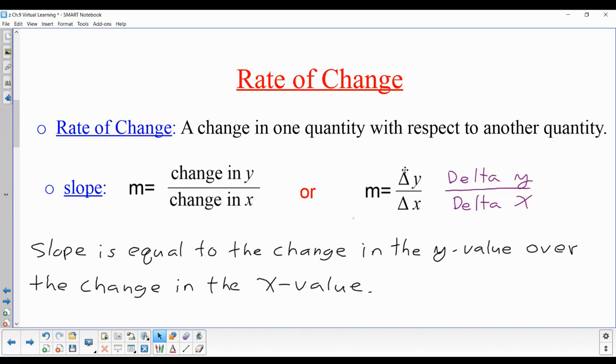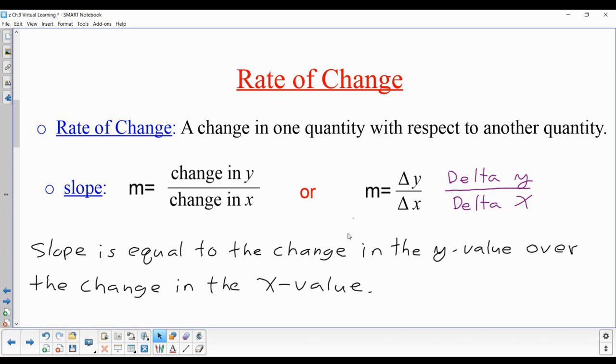This triangle-looking shape is the Greek letter delta. Just like pi is a Greek letter, delta is a Greek letter. So slope is equal to delta y over delta x. When you see this, you have to be able to read it the way I just read it. But you also have to be able to read delta as change in. So slope is equal to the change in the y value over the change in the x value. It is important that you know that.